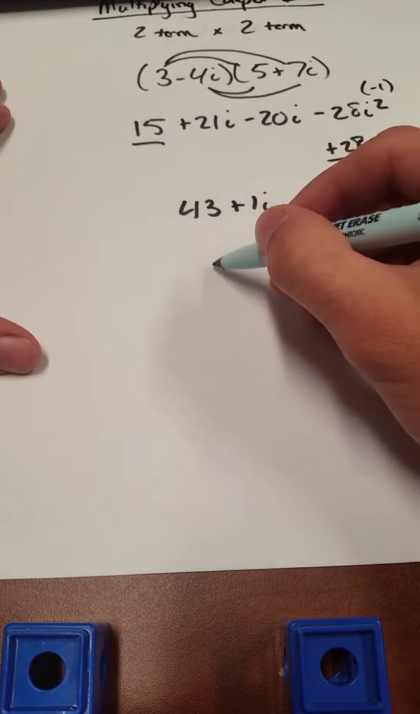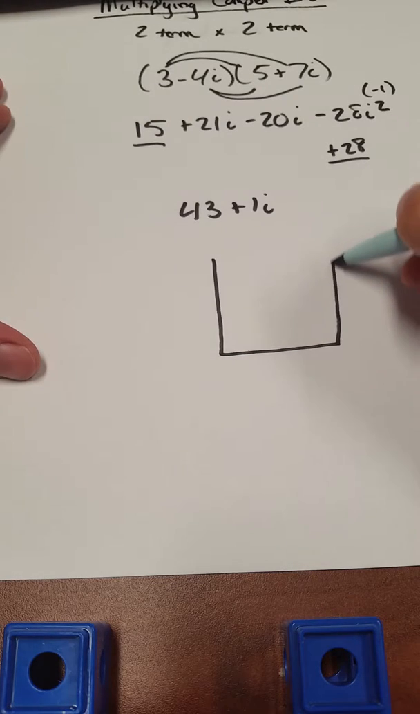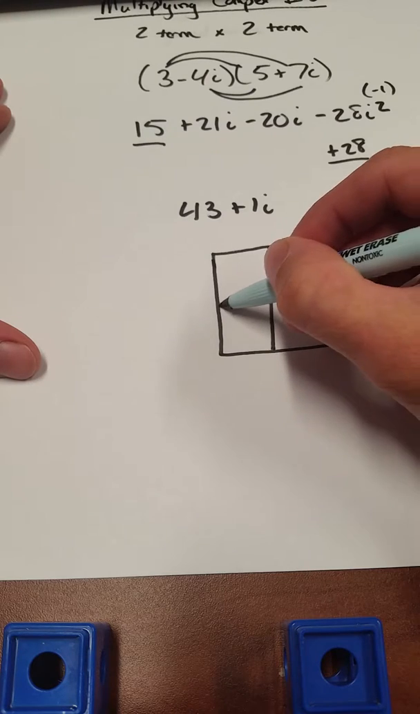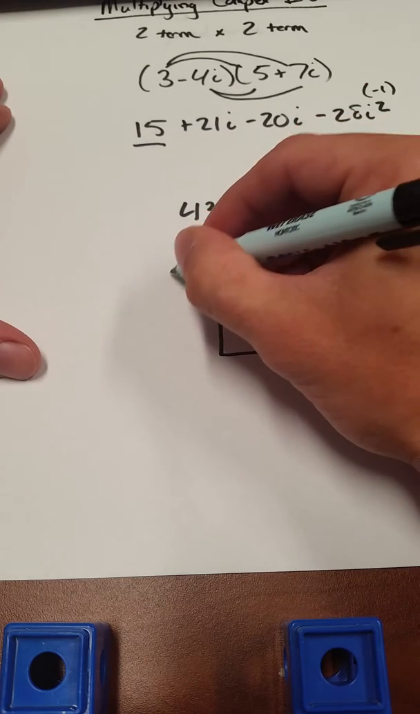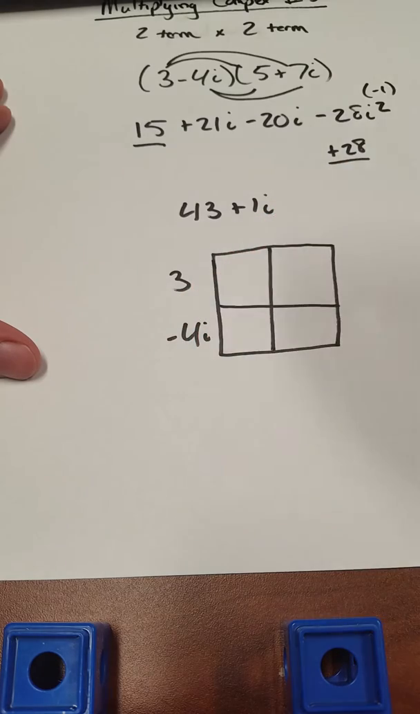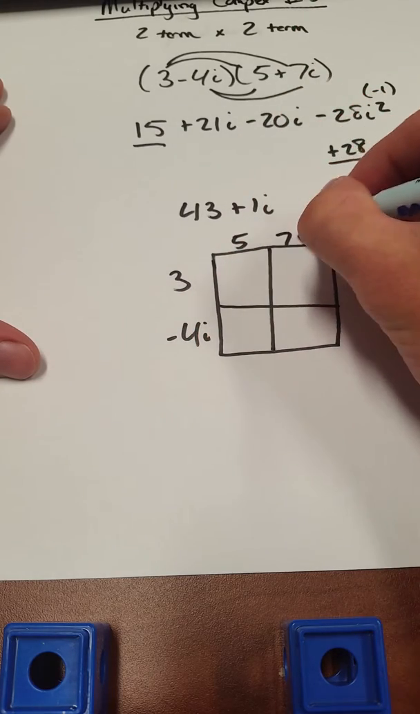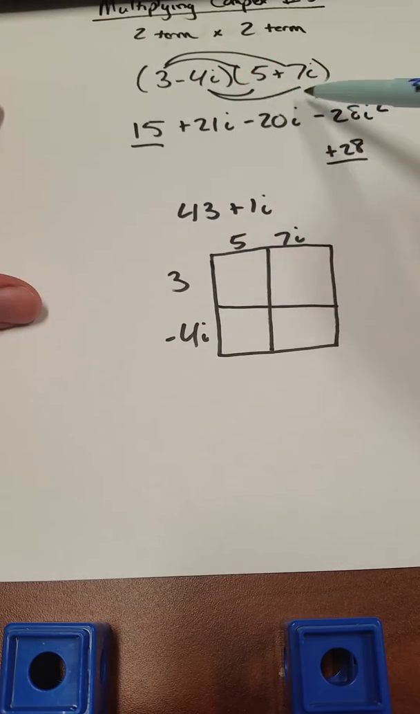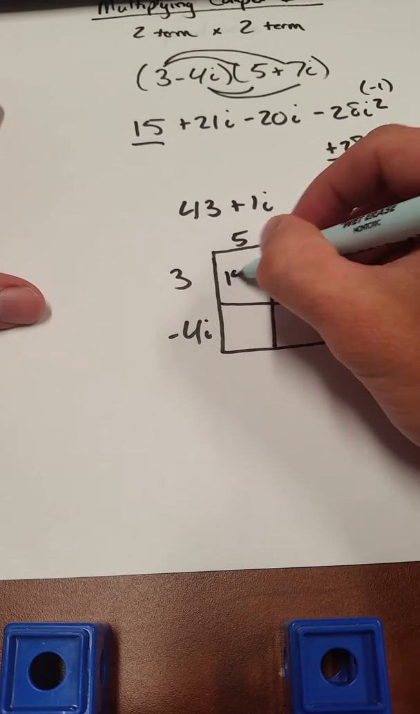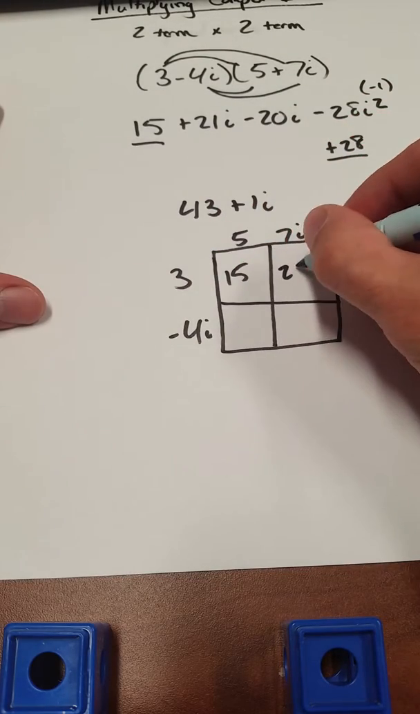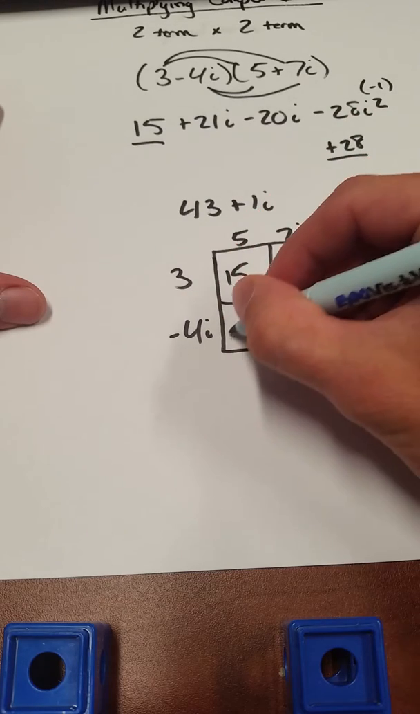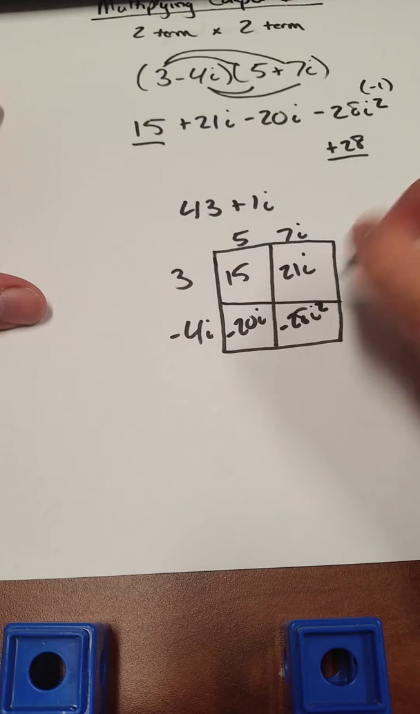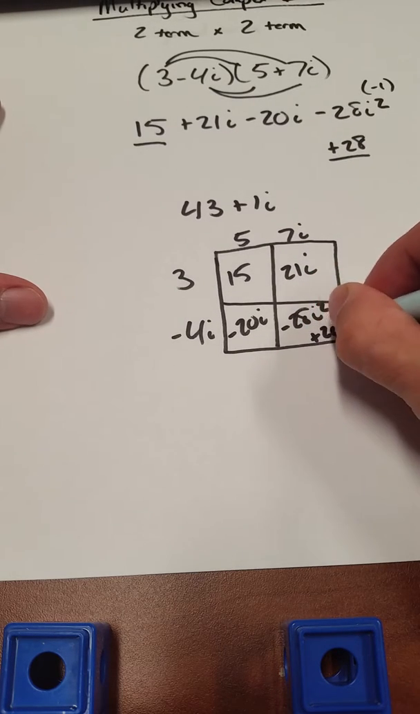Let me show you a different way to do the same exact problem. This is called the box method. So 3 minus 4i, and then 5 and 7i. It doesn't matter how you arrange this, just as long as these two terms stay together and these two terms stay together. 3 times 5, 15. 3 times 7i, 21i. Negative 4i times 5 is negative 20i. And then we end up with that negative 28i squared right there. But that really turns into positive 28.